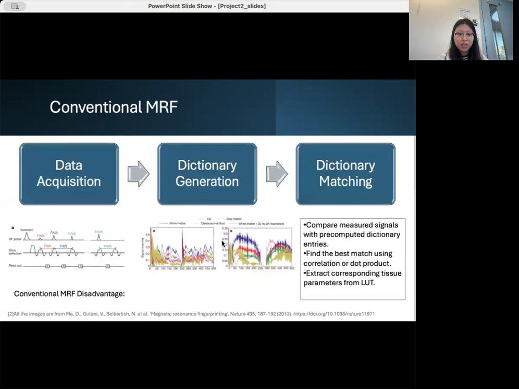Hi, I'm Xiaoyuan. Firstly, I'd like to introduce the conventional MRF algorithm. In the conventional MRF, the main steps are data acquisition, dictionary generation, and dictionary matching. For data acquisition, firstly, we generated parameters.